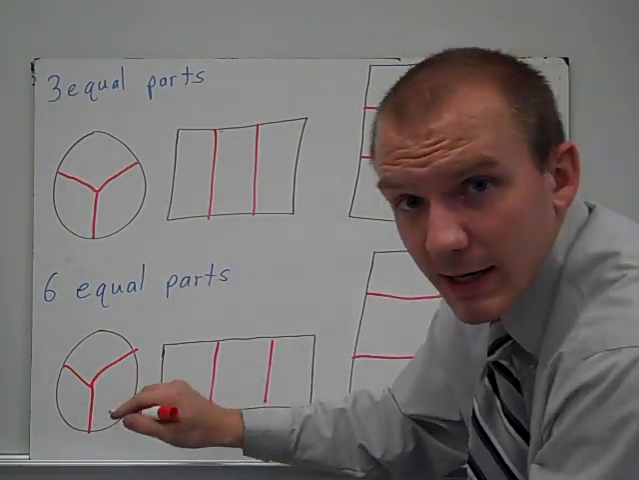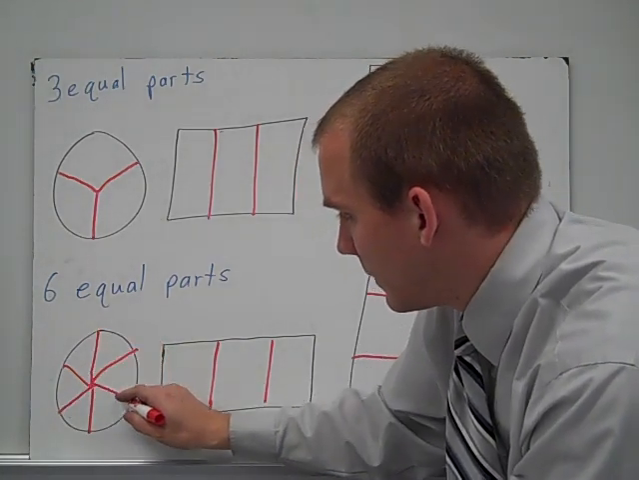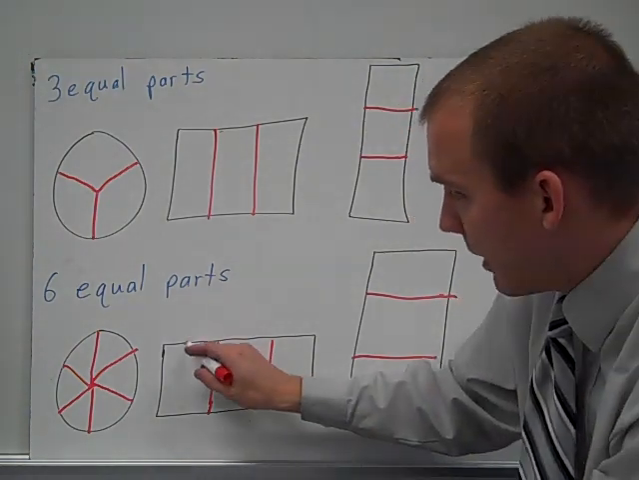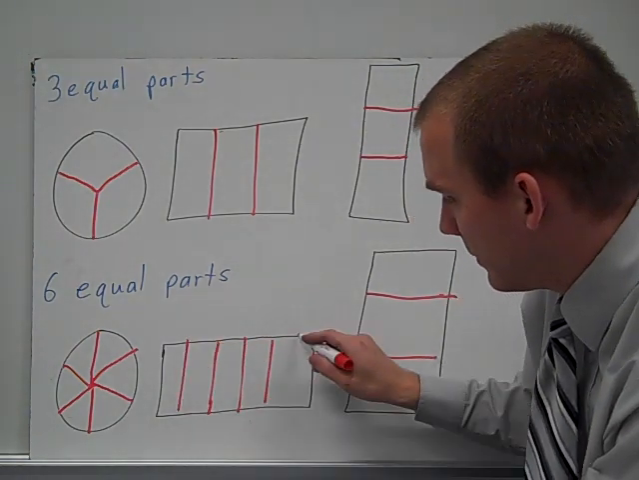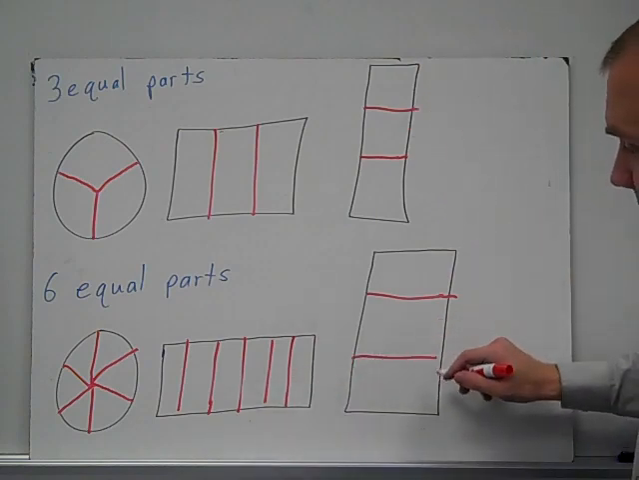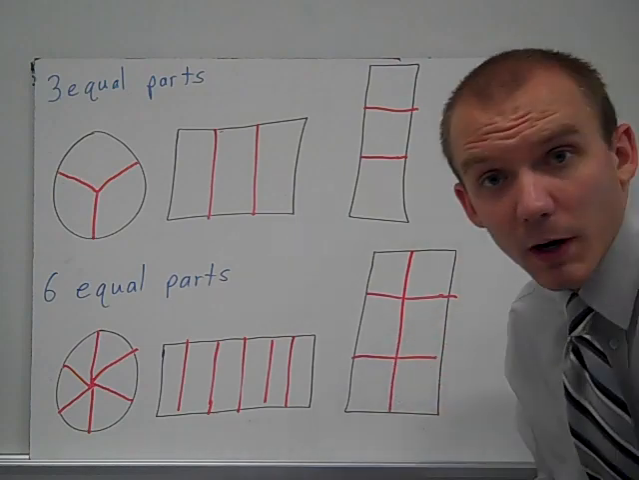So I have thirds. Now, if I just cut each third in half, I have sixths. And here, a little bit easier, if I have thirds, I can just go like this, straight down, and now I have 6 equal parts.